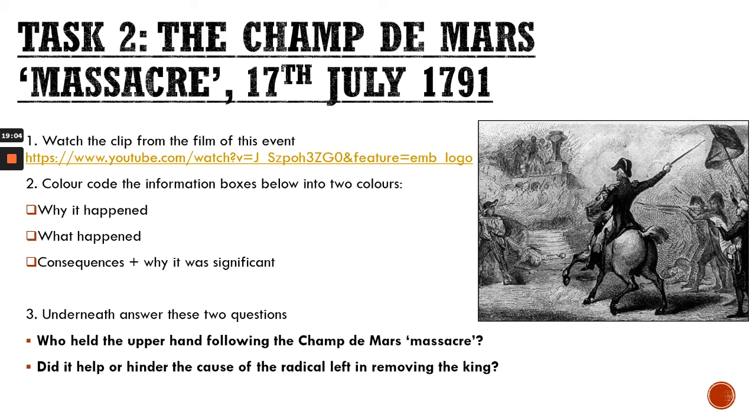And then underneath, can you try and think about who held the upper hand after this event? Did this event help or hinder the radical cause of removing the king? Who's in the ascendancy after this? So pause the video now and complete task 2 on your worksheet.